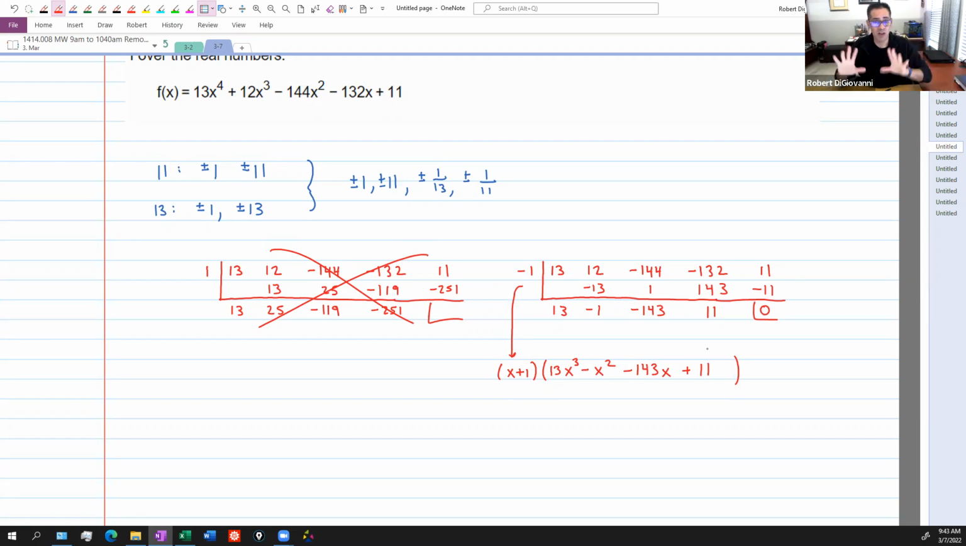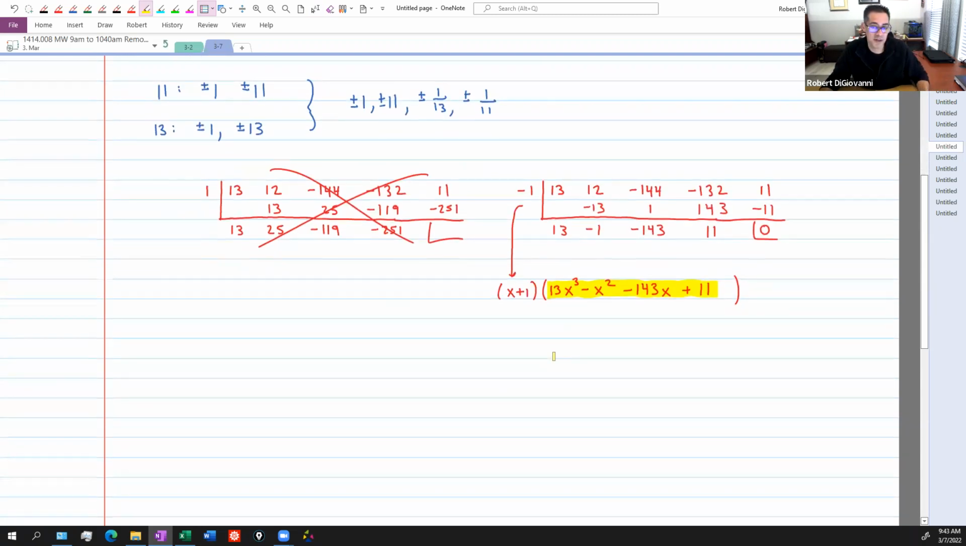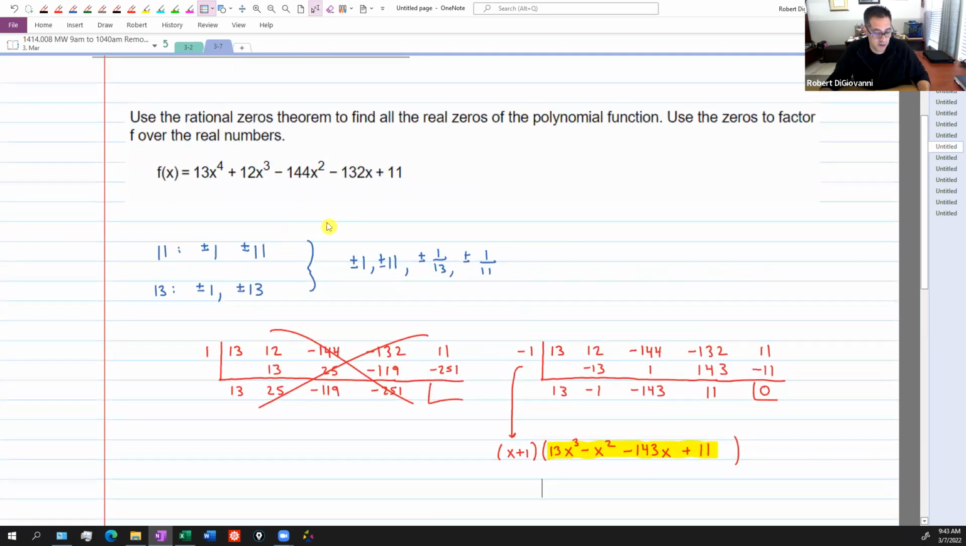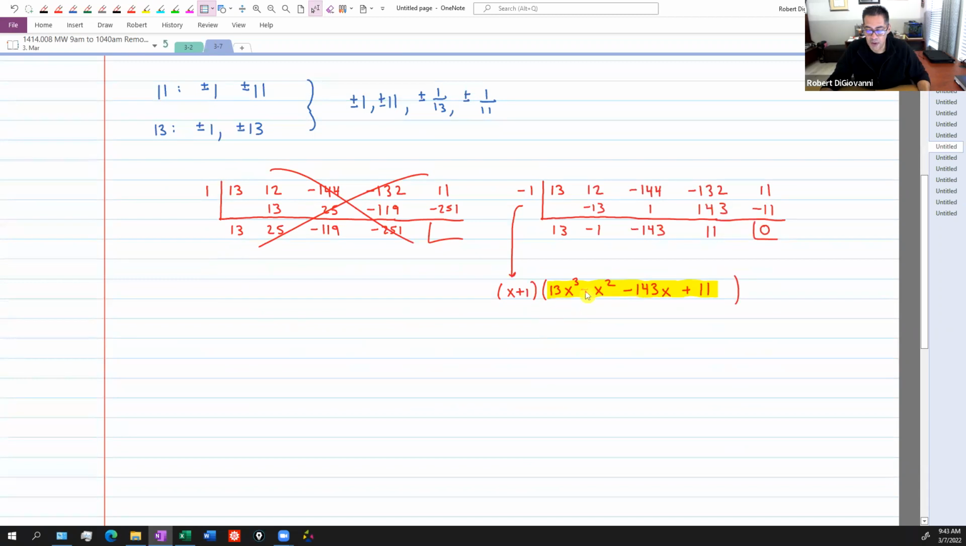Do y'all agree? What's left here in yellow is not something that we can factor easily, right? I need to figure out if I can break that down. So pay attention because this is an important step. I'm going to do the same method we just did on this part in yellow, which means I'm going to do a synthetic division over here on the yellow part: 13, negative 1, negative 143, and then 11.